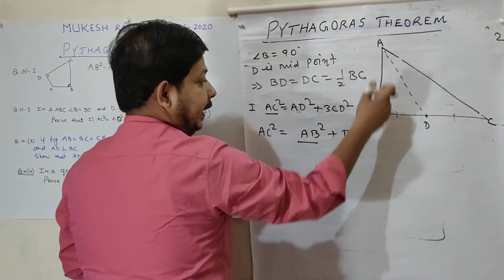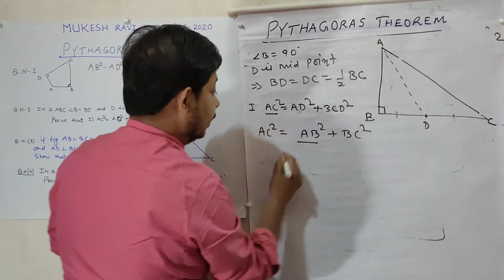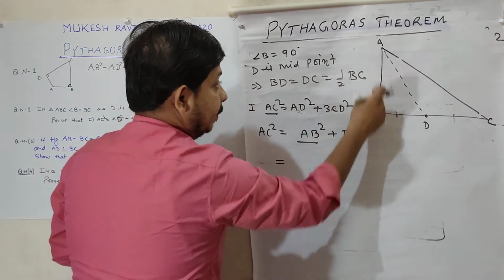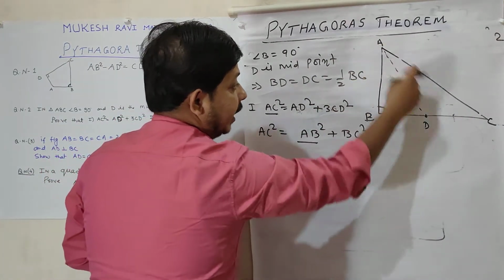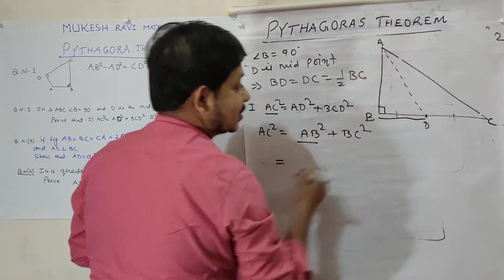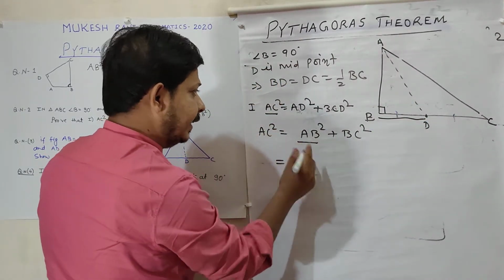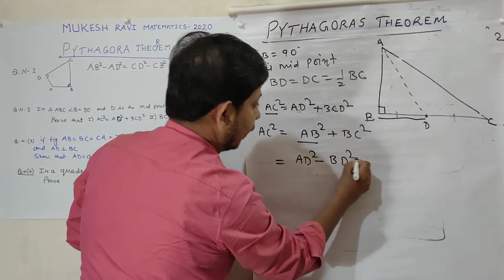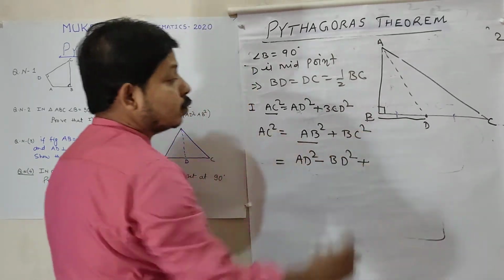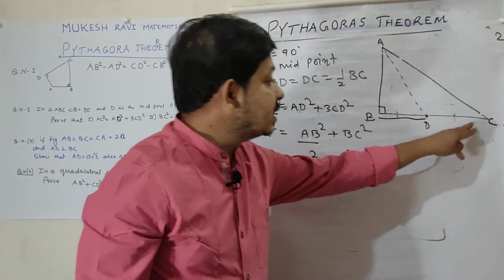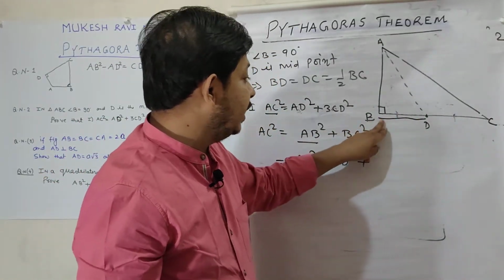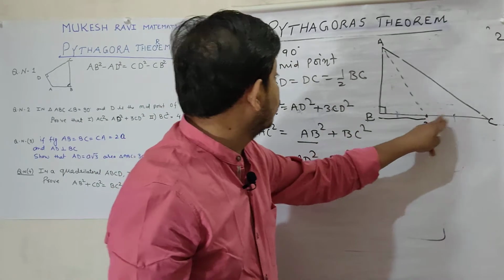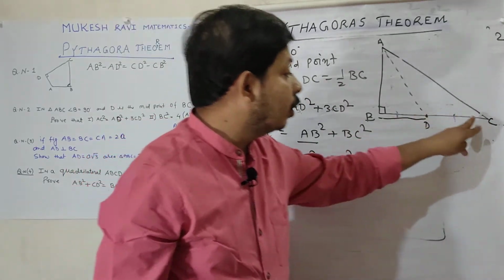But you will write AB according to ADB. So here AB square is equal to AD square minus BD square, this triangle. So you can't write directly here AD square minus BD square plus BC. BC is what? BC is half of BC, is 2 of BD or 2 of DC.